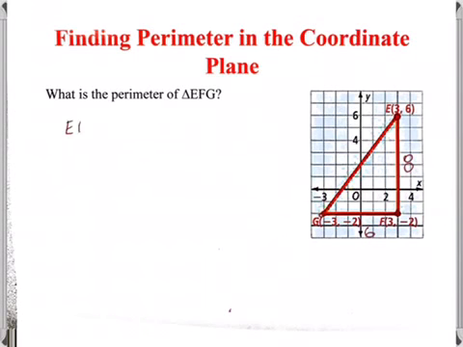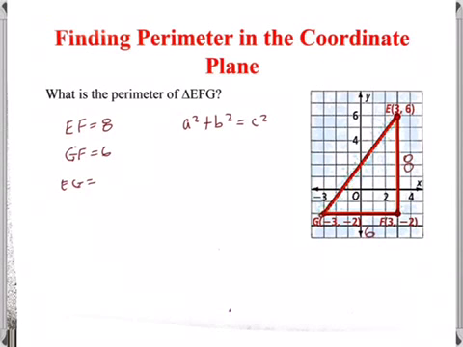All right, so we know EF is 8, GF is 6, and then to find EG, we'll use the distance formula. Or instead of the distance formula, we could just use the Pythagorean theorem in this case. If you don't remember the Pythagorean theorem, it's a squared plus b squared equals c squared. It's just as quick, so let's go ahead and use that.